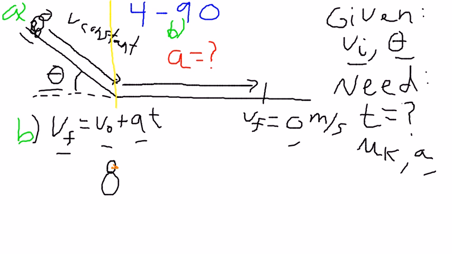Well, we know in the negative x direction, we got the force of kinetic friction. Okay, and we know in the y direction, we're going to have the weight force going down, and the normal force in the upward direction.